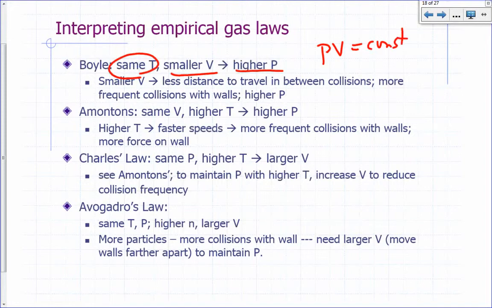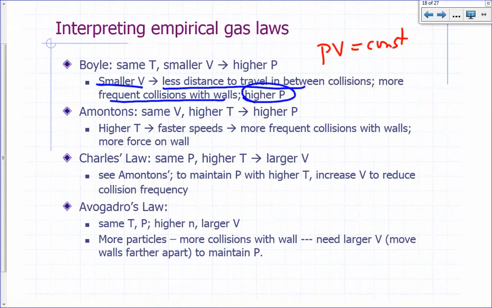So how do we explain this in terms of kinetic molecular theory? Well, think of it this way. If your volume is smaller, then your molecules will have less distance to travel between collisions, okay? And so they're going to have more frequent collisions with the walls, which would lead to higher pressure, which is what we observe, okay?